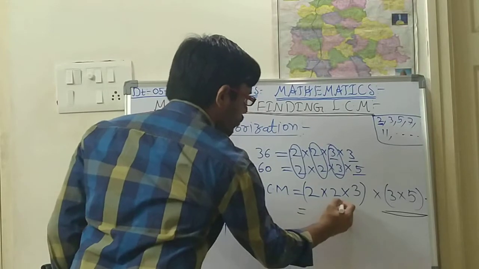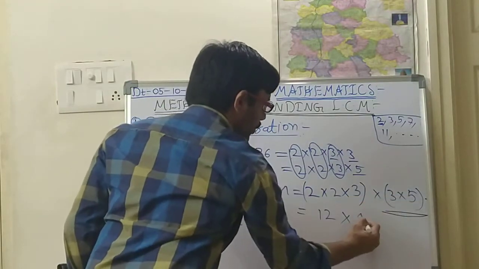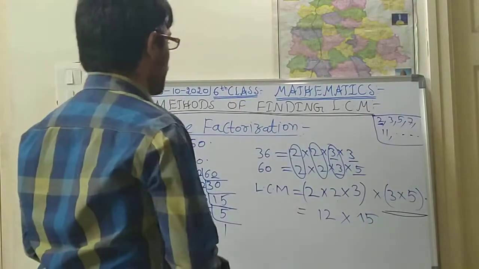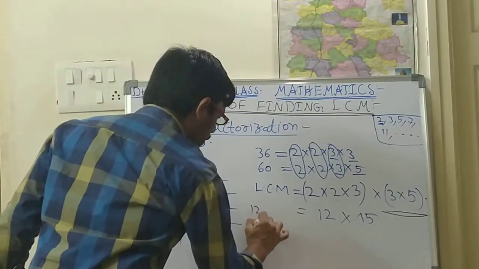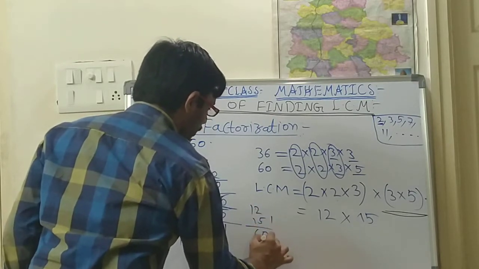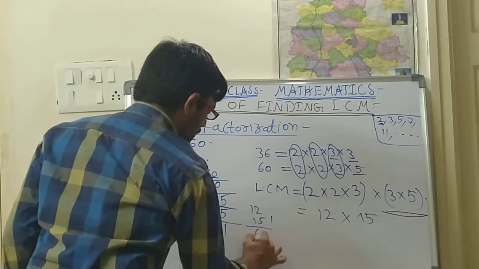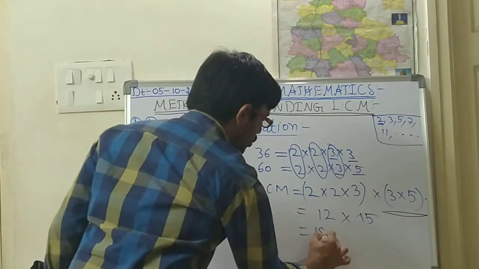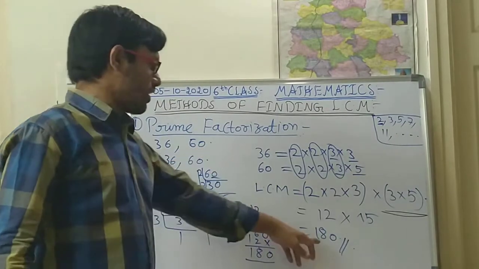So 2 into 2 is 4, 4 threes are 12, 12 into 3 fives are 15, 3 into 5 is 15. Now 12 into 15, do the multiplication and find out. What is 12 into 15? Here I am doing 12 into 15. 5 twos are 10, 5 ones are 5 plus 1 is 6, 1 two is 2, 1 one is 1. So the answer is 180. So LCM is 180. The LCM of 36 and 60 is 180.